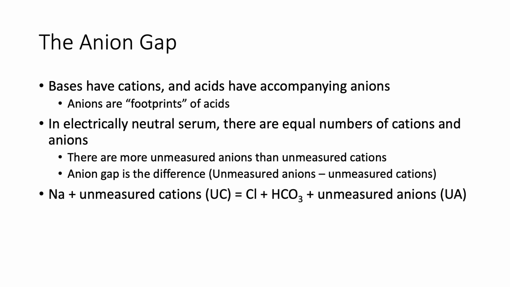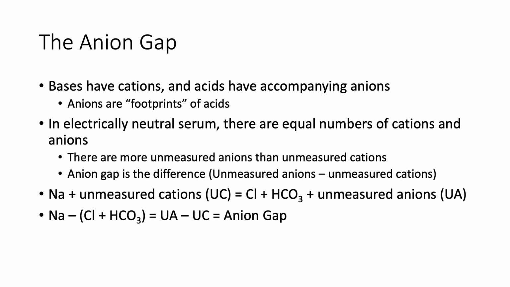Now if you take your major cation, sodium, and add the unmeasured cations, it should be equal to your chloride and bicarbonate, which are your two major anions, plus the other unmeasured anions. If it's electrically neutral serum, those two sides should equal each other. Now if you do some rearranging and you subtract the sum of the chloride and the bicarbonate from sodium, that's going to equal your unmeasured anions minus your unmeasured cations, which is your anion gap.